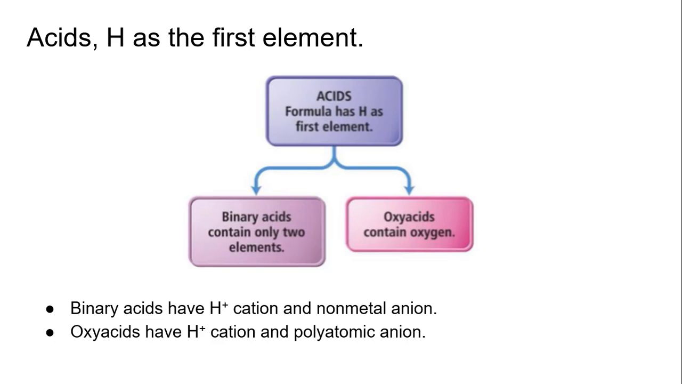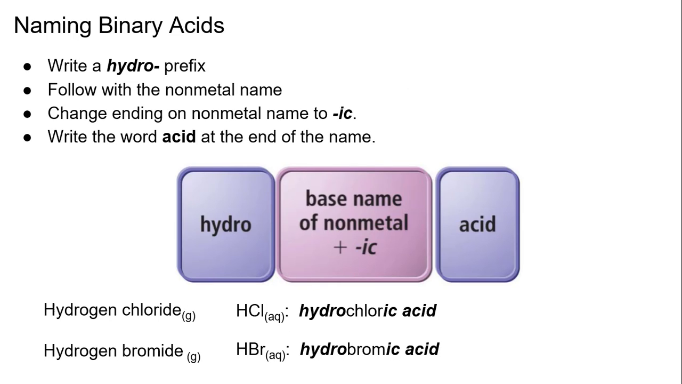So here we're going to look at 2 different types of groups. We have binary acids and oxyacids, which are from our oxyanions. Binary acids and oxyacids both have an H plus cation, but the binary deals with a nonmetal anion, usually a halogen, and oxyacids deal with polyatomic anions. So we're going to cover the binary acids, and binary means 2. So this is two elements.